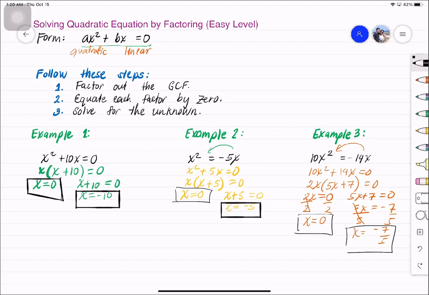Now, you will observe that every time we solve this type of equation, there is always a factor of x, or there is always a root of x which is equal to 0. So if the constant is missing and only the linear and quadratic terms are given, then one of its roots will be equal to 0.